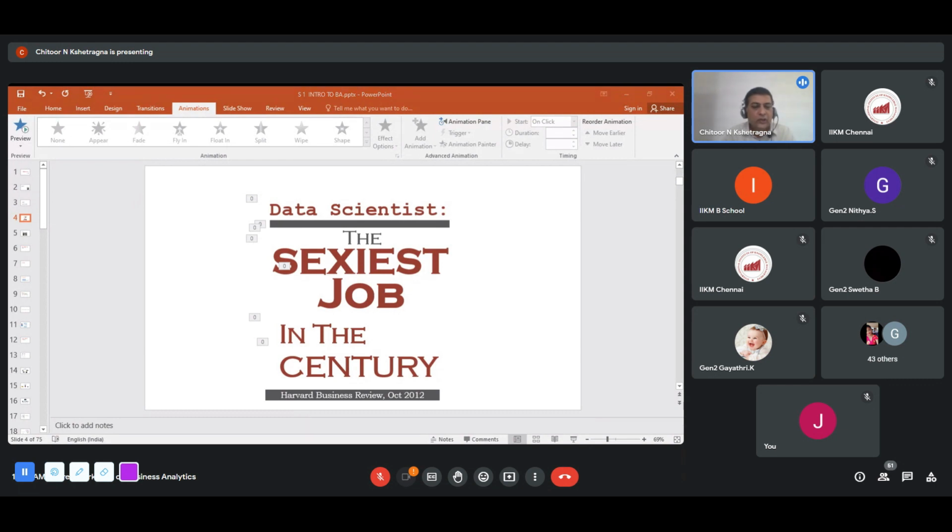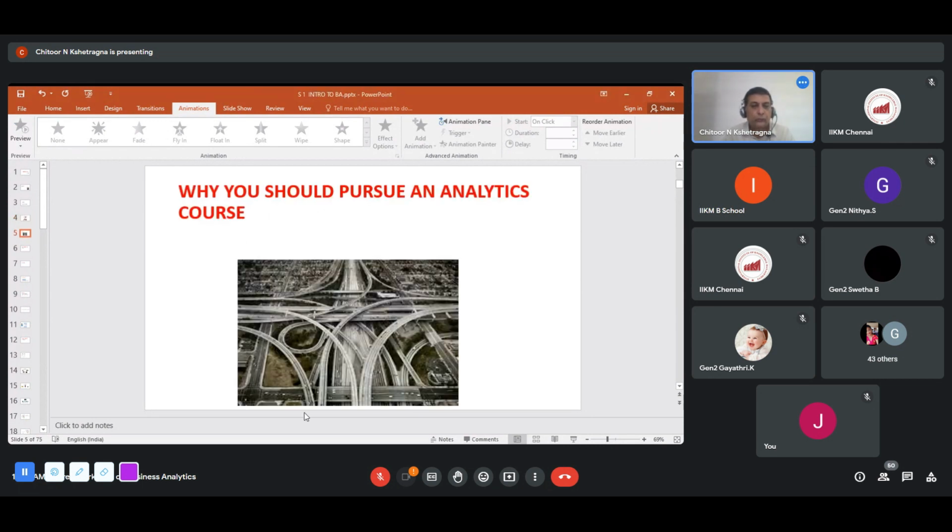Okay. Harvard Business School is said to be the top business school in the world. And they have a magazine by the name HBR, or Harvard Business Review. In the year 2012, they carried a first-page title on the HBR: Data Scientist, the Sexiest Job of the Century. So what they predicted in 2012 has become a reality now. It took almost 7, 8, 9 years, but this is the space to look for all young minds like you. Okay. So why should you pursue an analytics course?